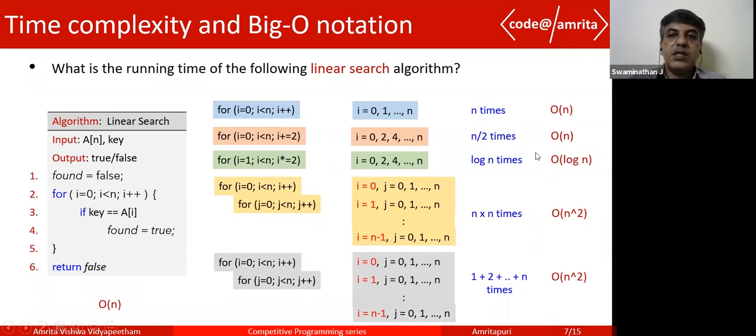So that's why you'll say time complexity is order of log n. If you take a binary search, it is going to take order of log n, because every time your size becomes half and half.